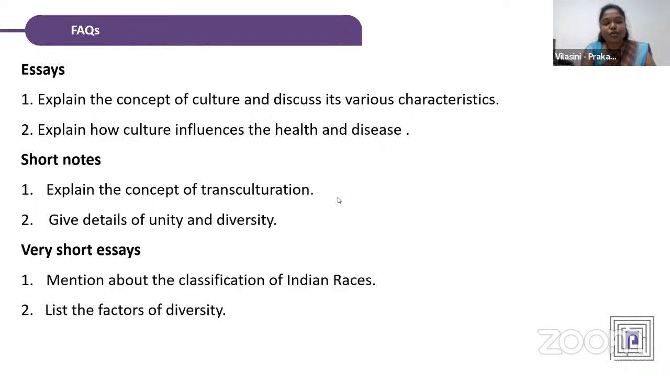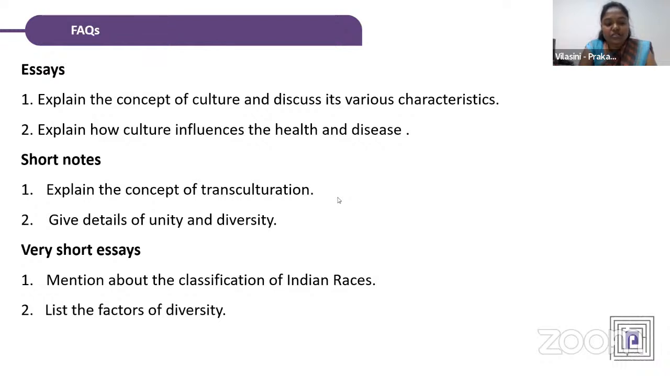The next is short notes. Explain the concept of transculturation. The second one is, give details of unity caused by alternatives. Here you have to explain the factors of unity and factors of diversity.